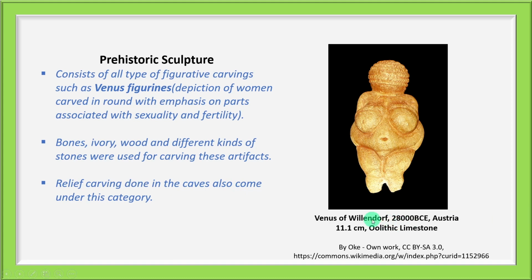This is Venus of Willendorf, 28,000 years old, 28,000 BC, from Austria, 11.1 centimeter, and the material is limestone, oolithic limestone. That's kind of a marine limestone.